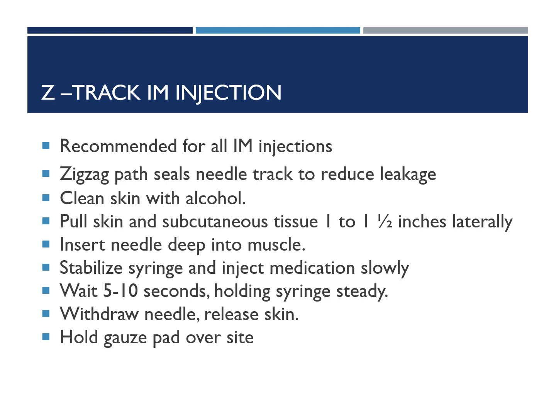When we do the Z-Track injection, we're going to first clean the skin with alcohol, and then we're going to pull the subcutaneous skin and tissue over about 1 inch to 1.5 inches laterally. That amount doesn't matter as long as you're actually pulling the skin, and you'll see that in class. Then you're going to insert the needle deep into that muscle.